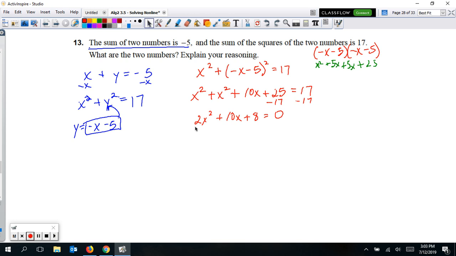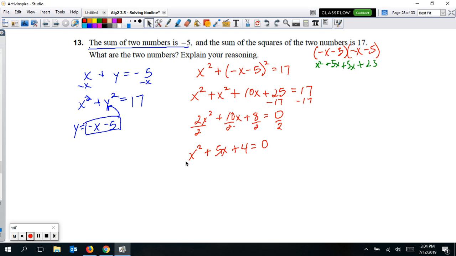And you can see that they're all even numbers, so we can reduce this entire equation by 2. That's the best thing to do now. Let's reduce it by 2 by dividing everything by 2. So it's going to give us just an x squared here. 10 divided by 2 is 5, and this will be 4. So we're going to get x squared plus 5x plus 4 is equal to 0.